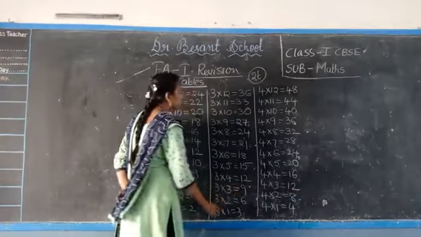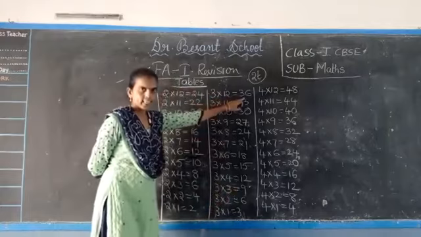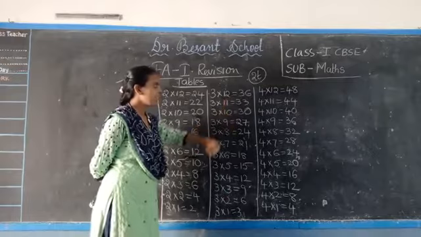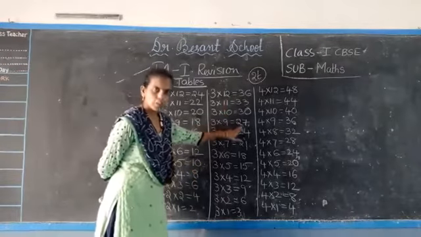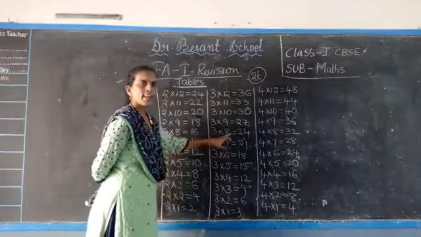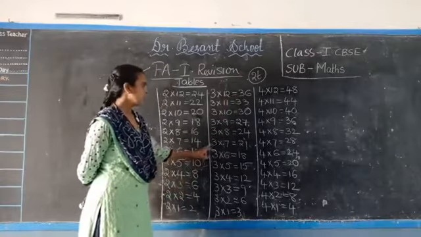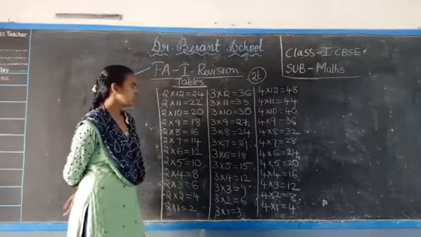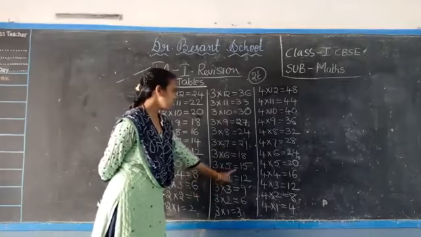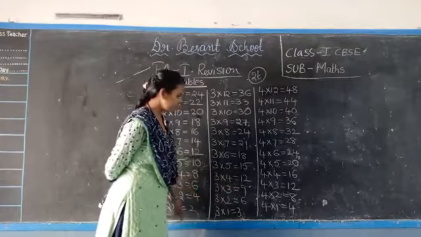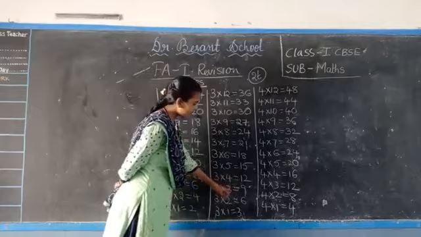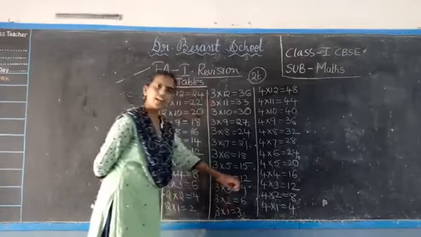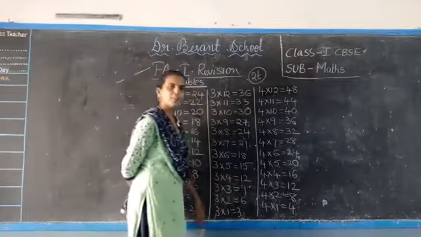I repeat again. 3 12s... 3 sevens are 21. 3 sixes are 18. 3 fives are 15. 3 fours are 12. 3 threes are 9. 3 twos are 6. 3 ones are 3. Okay. Now come to the fourth table.